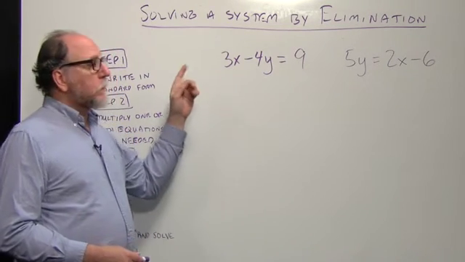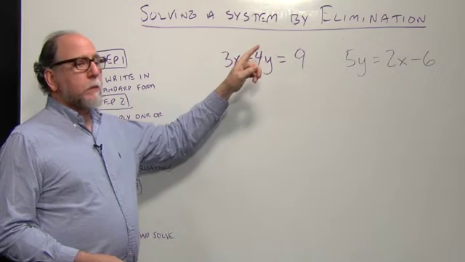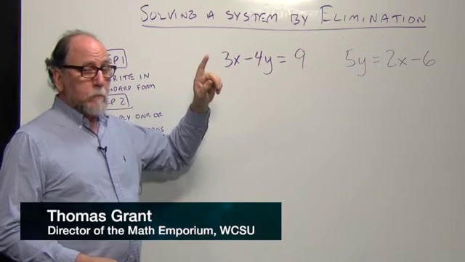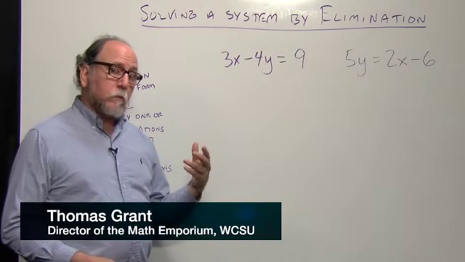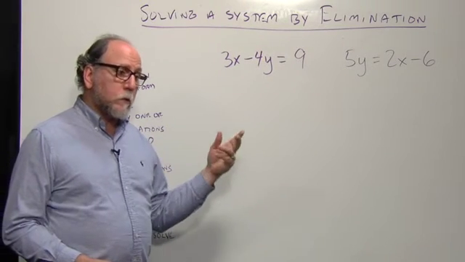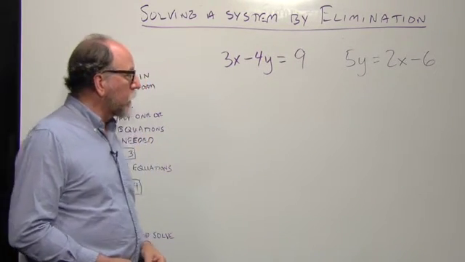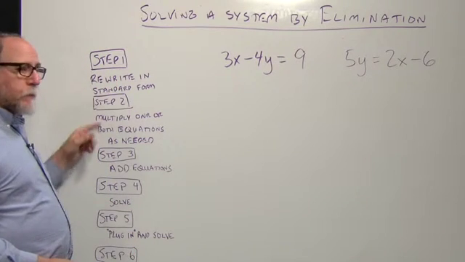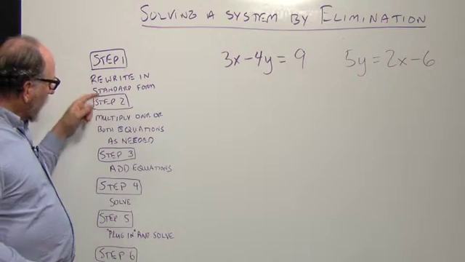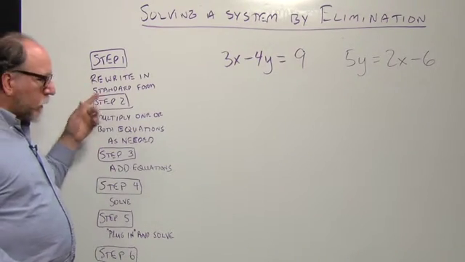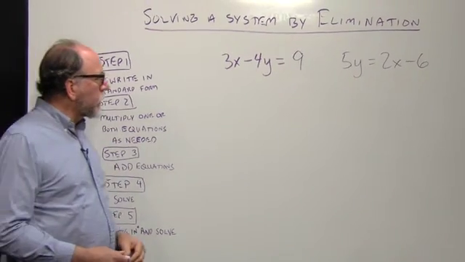About solving a system of equations by a process called elimination. Okay, you've already learned two other methods, graphing and substitution. This is the third method. And we're going to use these 6 steps that you wrote in your workbook just before this video. I've abbreviated them here so we can refer to them.